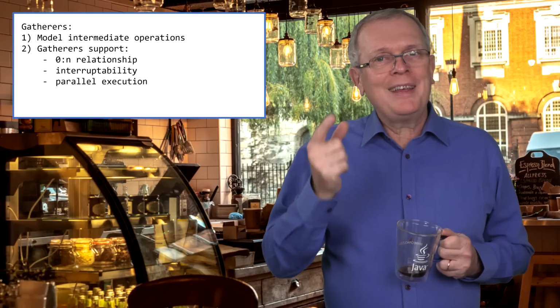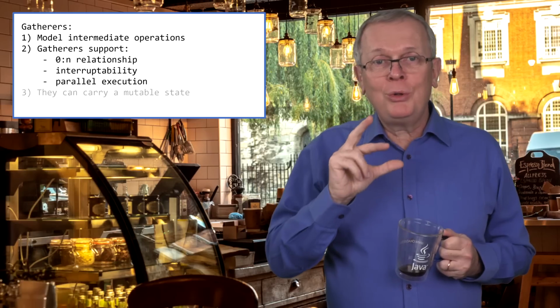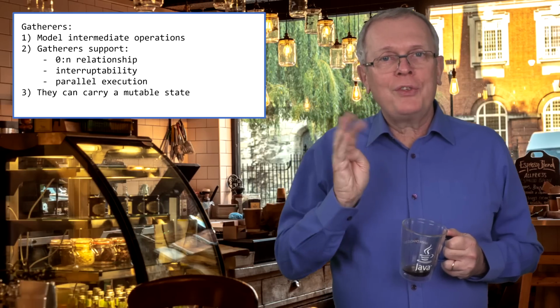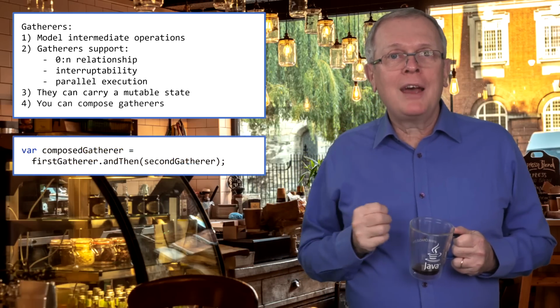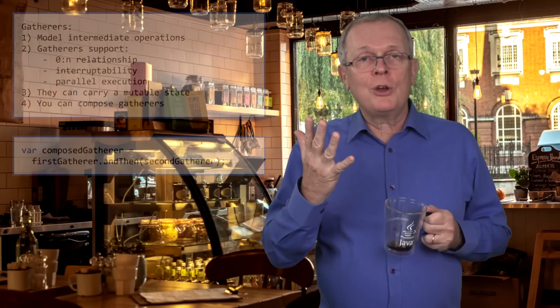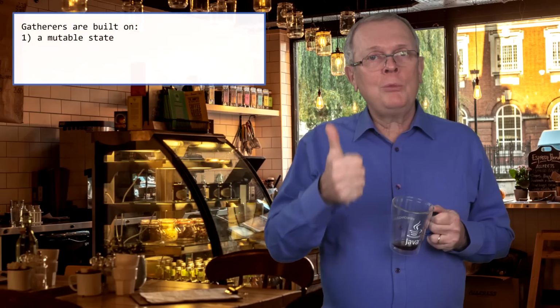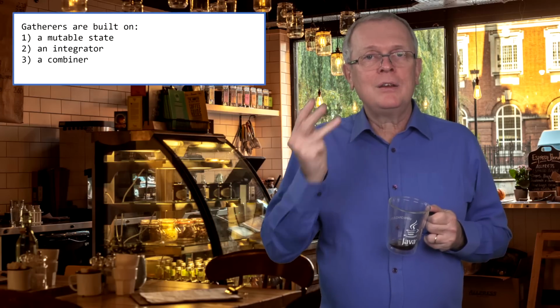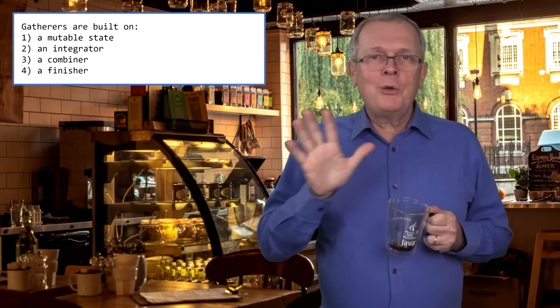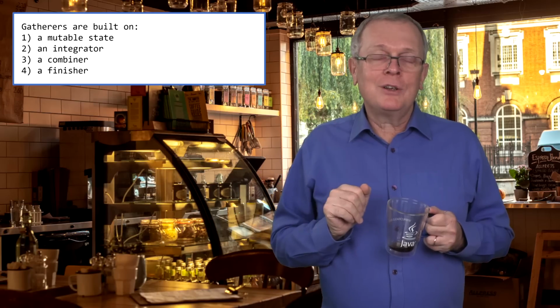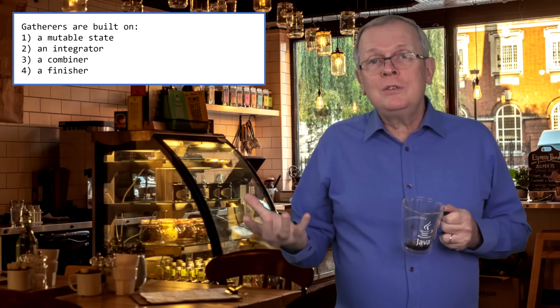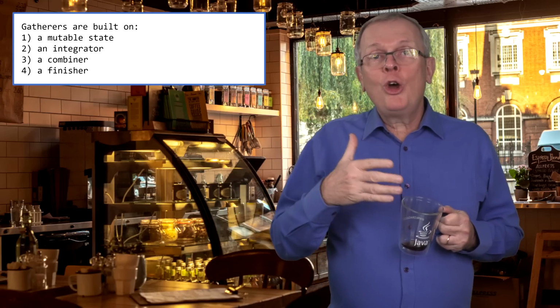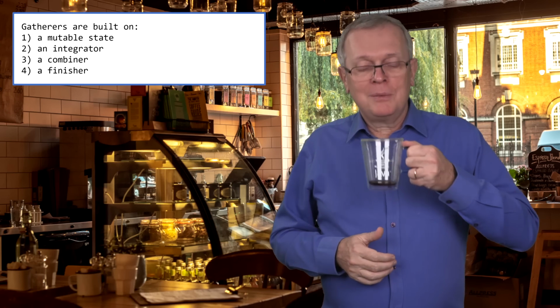Third idea, they can carry a mutable state. Fourth idea, you can compose gatherers together. Fifth idea, gatherers are created using factory methods and are built on four elements: a mutable state, an integrator, a combiner, and a finisher. All gatherers need an integrator, and depending on what you need to do, you may or may not need the other elements.